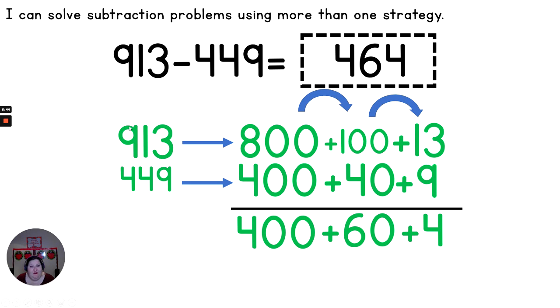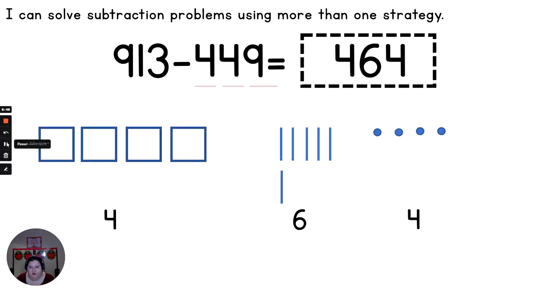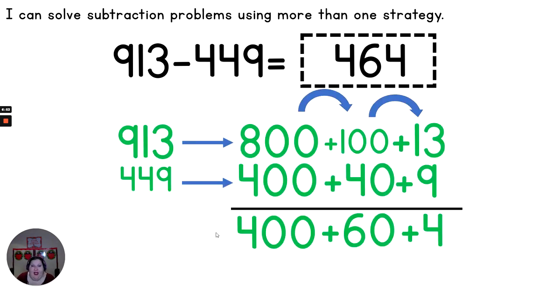Let's double check it. Let's see if we got the same answer last time. Okay, we got 464 last time, and we got 464 this time. So that means it checks out. We did it. All right, so mathematicians, when you do your work, I want you to choose one strategy to solve it, and then use another strategy to double check your work. Can you do it? I know you can do it. Good luck.